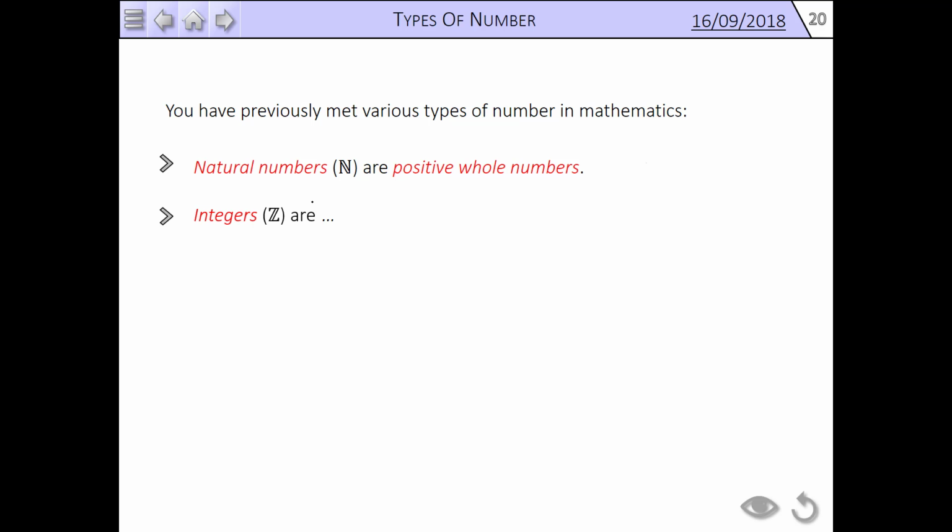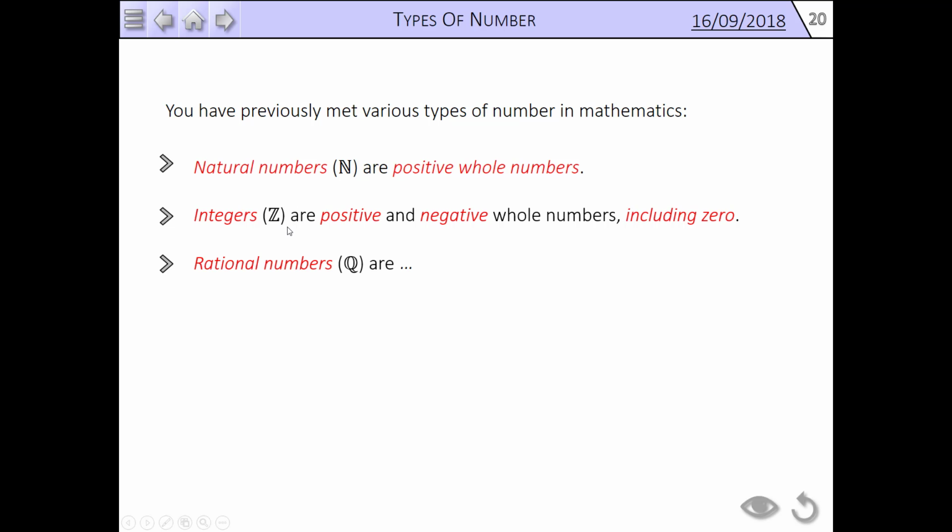Next up are integers, which contain positive and negative whole numbers including 0. So it contains all of the natural numbers, but also -1, -2 and so on. To represent the integers, we use the letter Z. I believe that comes from the German word Zahlen, which can mean number.